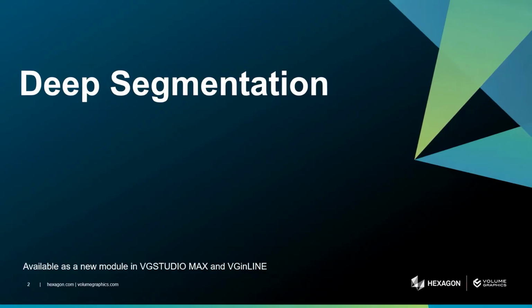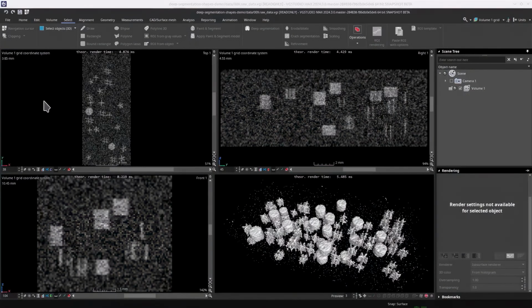Deep segmentation is a new module that brings artificial intelligence techniques to the VGSTUDIO Max ecosystem. The first application we are releasing is a segmentation tool allowing an automatic segmentation of data into one or multiple ROIs. The following toy example will demonstrate the function of the module by segmenting various shapes present in the volume.